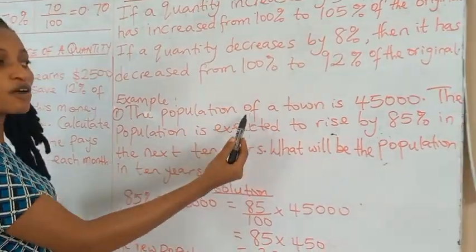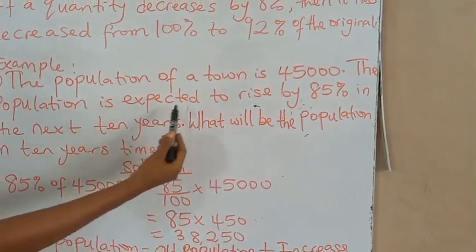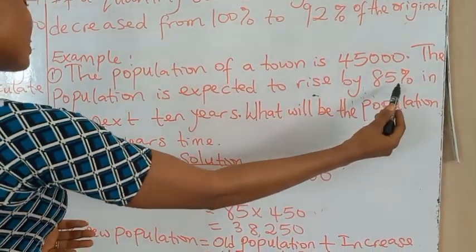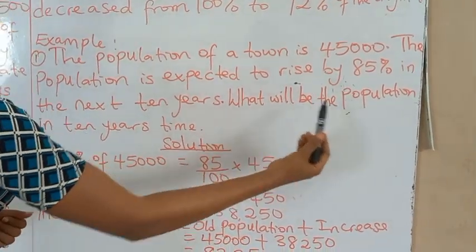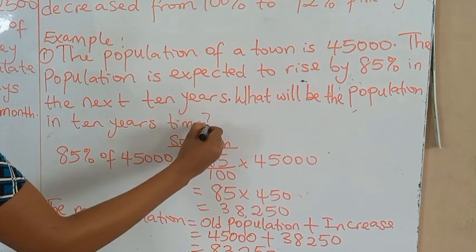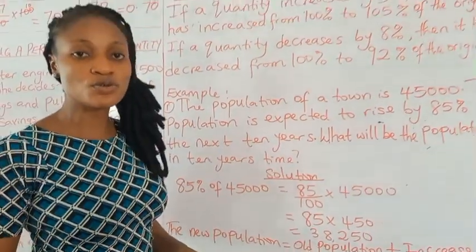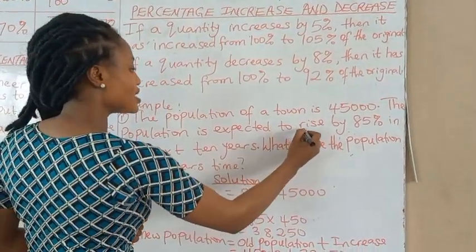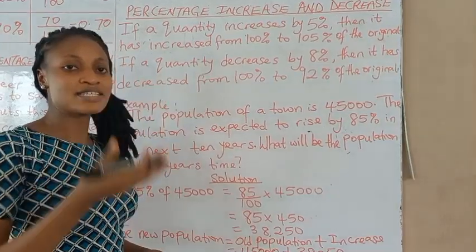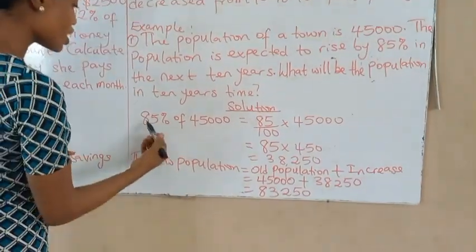Example, the population of a town is 45,000. The population is expected to rise by 85% in the next 10 years. What will be the population in 10 years' time? Sometimes they don't tell us what we are to do when solving a given question. But reading through it, you can see that it says the population rise. That is an increase. So we use the method of increase to solve it.